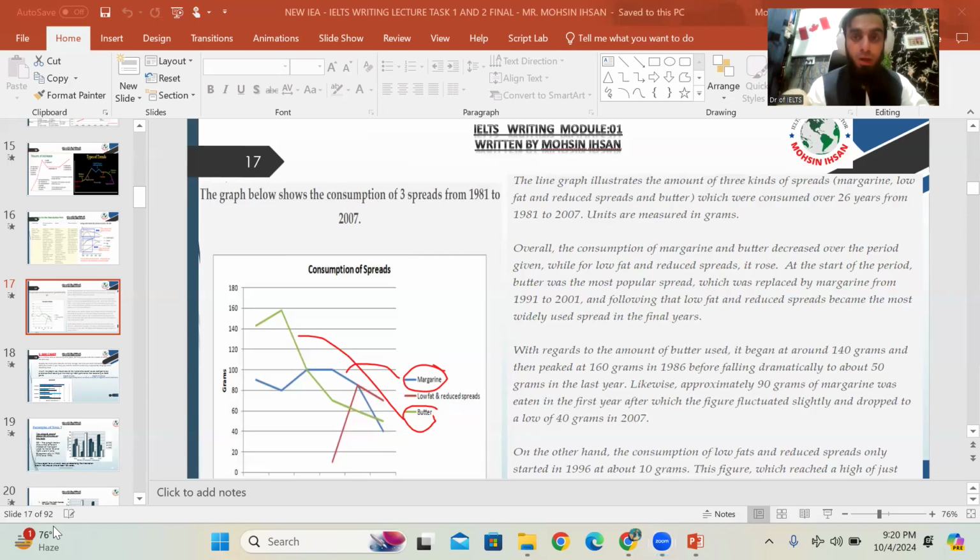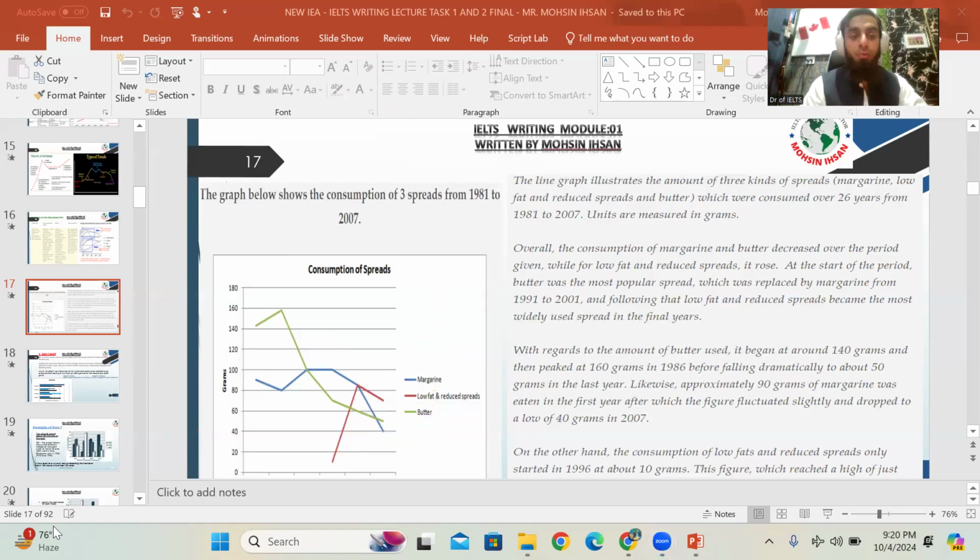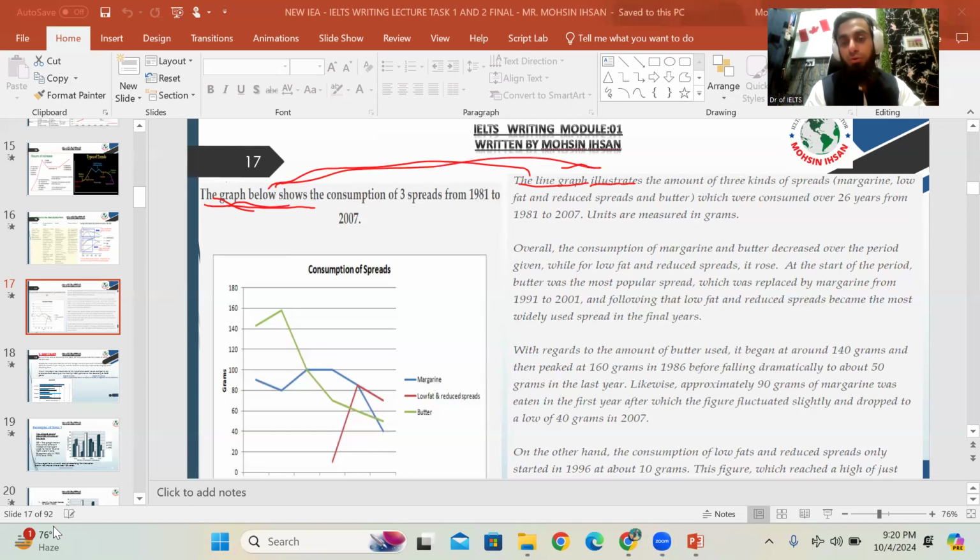Now, we have to combine these two pieces of information together and it will make an introduction. For example, instead of the graph below shows, we can say the line graph below illustrates, or the line graph below depicts, or the line graph below explains, or the line graph below defines, right? Different words you can use for the word show. This word is synonymous: illustrates. Next, the consumption of three spreads. We can say the utilization of three spreads, or the amount of three kinds of spreads.